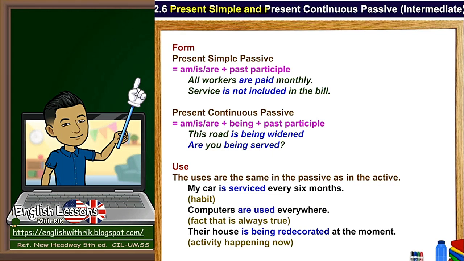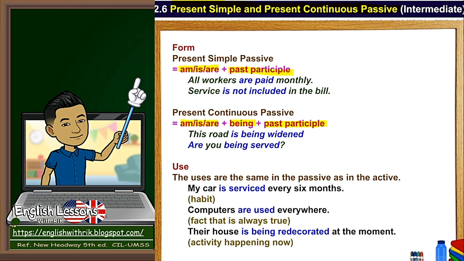Present simple and present continuous passive. Form. We form the present simple passive with am, is, or are, and the past participle. All workers are paid monthly. Service is not included in the bill. We form the present continuous passive with am, is, or are, then being, and the past participle. This road is being widened. Are you being served?